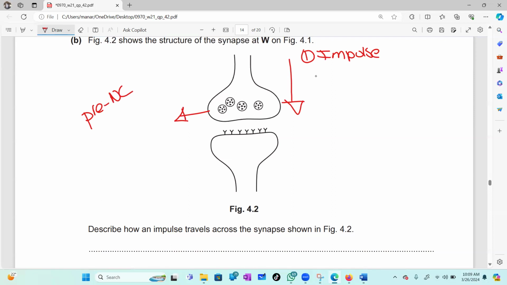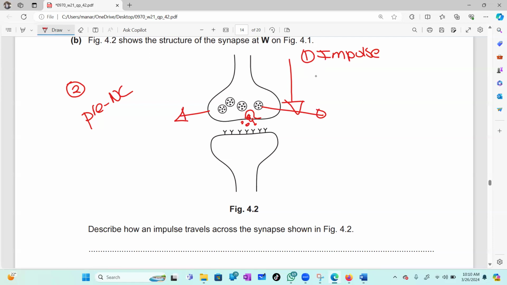What will this do to the vesicles? It will cause them to fuse with the membrane, releasing neurotransmitters into the synaptic cleft. Perfect. These vesicles will become activated. They will move with the cell, fuse with the cell membrane and release the neurotransmitters. Of course, fusion with the cell membrane is important. Releasing of neurotransmitters, this is important.